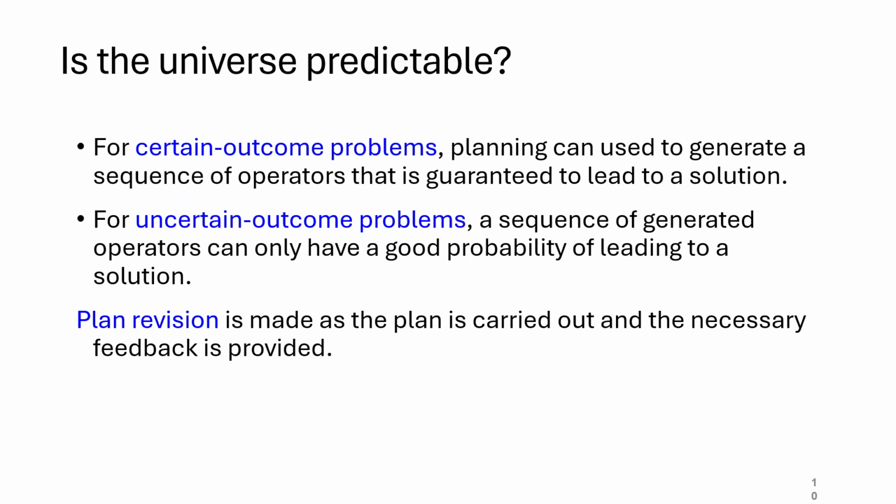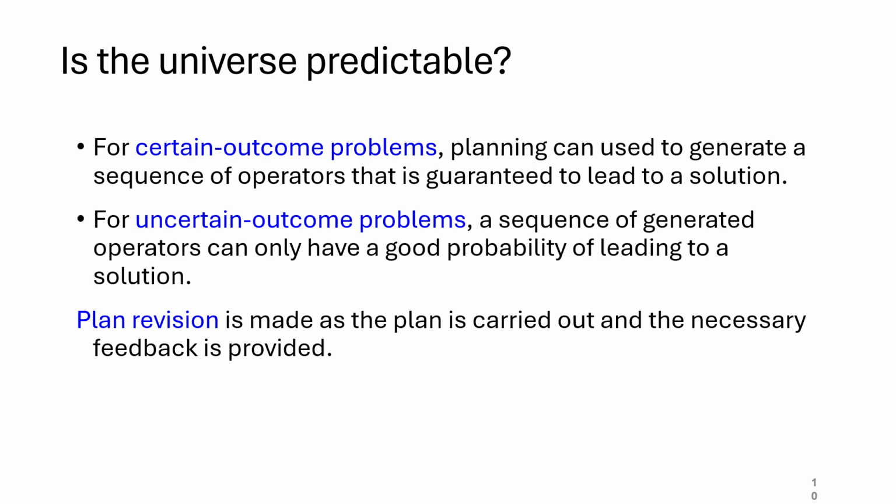Is the universe predictable? There are three types of problems we can consider. First is certain outcome problems, where the result of every action is predictable. The same operator applied in the same state always produces the same result. So a complete plan can be generated before execution, and a plan means a sequence of operations. This plan is guaranteed to reach the goal if followed correctly. The example is the 8 puzzle problem and block world. Once the plan is created, no changes are needed during execution.